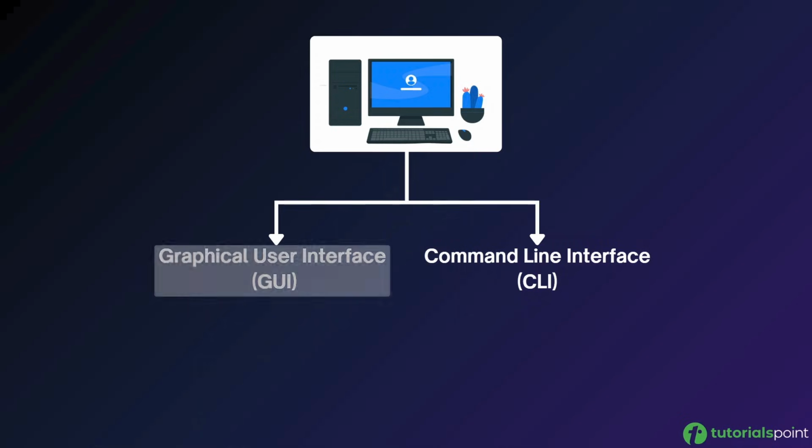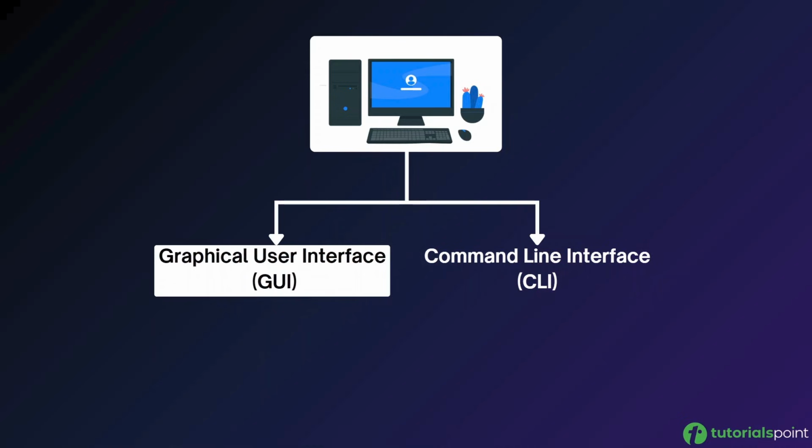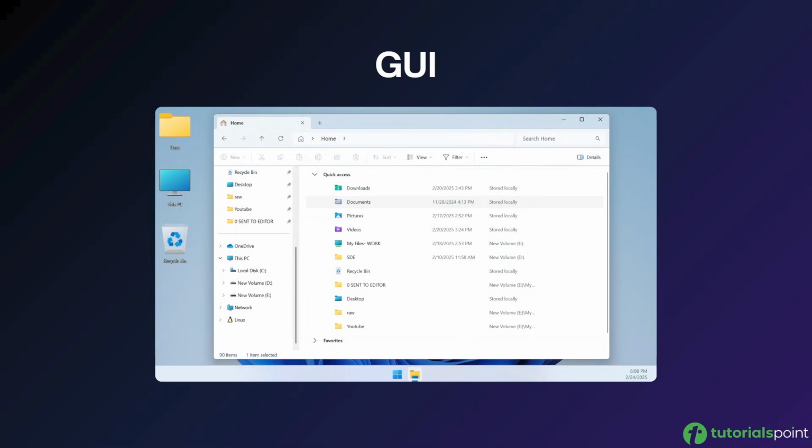The graphical user interface is what most of us use every day. When you turn on your computer, you see icons, windows, and menus. You use your mouse to click on these icons, drag windows around, and select options from menus. This visual approach makes it easy to navigate and operate your computer without needing to remember commands or type out instructions. For example, when you open your File Explorer, you will see folders and files displayed with icons. You can double click to open a folder and use buttons to copy, move, or delete files.